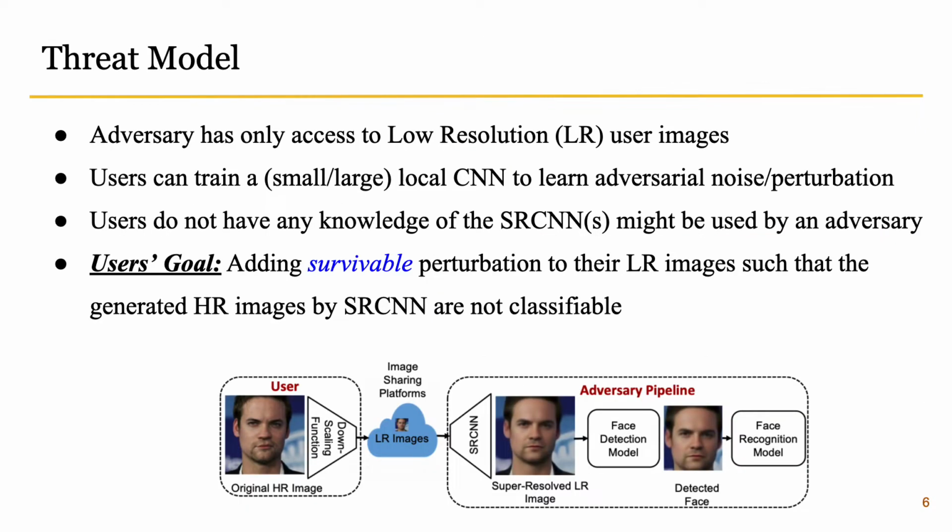Before introducing our approach, let's review our assumptions. An adversary has only access to low-resolution images. The user can train local CNNs to learn adversarial noise or perturbation. Users don't have any knowledge about the SRCNNs that might be used by an adversary. The user's goal is to add survivable perturbation to their low-resolution images such that the high-resolution images generated by SRCNNs are not classifiable.